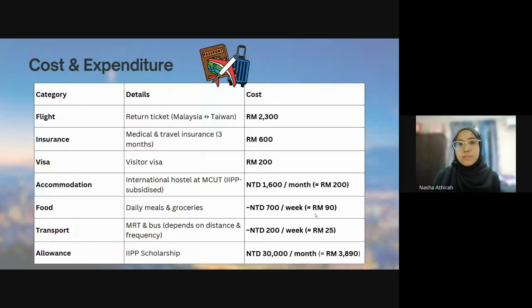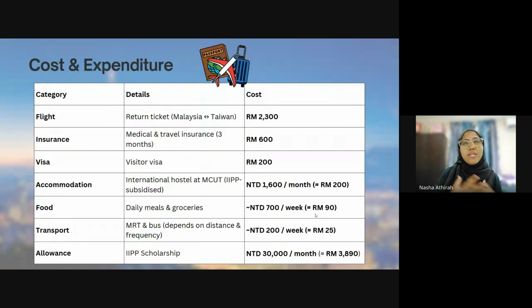Okay, so this is our overall cost and expenditure before we go to Taiwan, and the allowance that we get from our internship. For the main upfront cost, the biggest one was definitely the flight, because it took 5 hours from Taiwan to Malaysia. It cost around 2,300 ringgit because we bought the 35 kilogram luggage, so that's why it is expensive. Then the insurance, which covers 3 months, was around 600 ringgit, and the visitor visa is 200 ringgit.